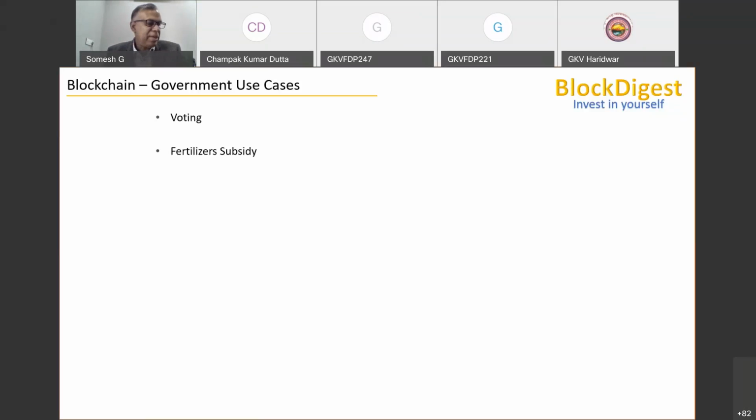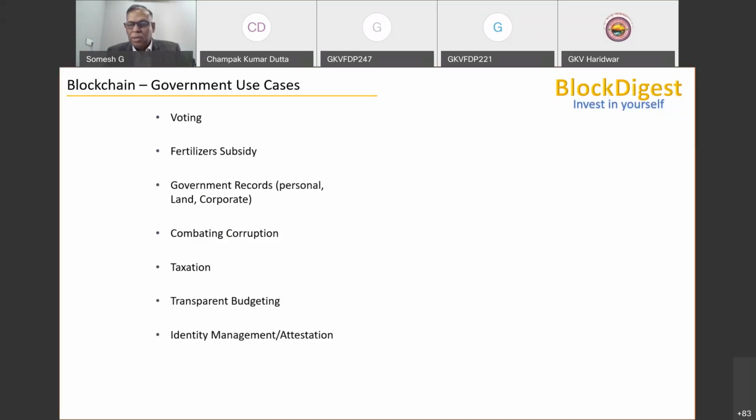Fertilizer subsidy: India has experimented with fertilizer subsidy, and the Niti Aayog report has a great example there. Government records: in Dubai, for example, UAE and Dubai are getting completely on blockchain, and the government of Dubai hopes to implement blockchain-based government record systems for about $2 billion, and their saving estimates are about $20 billion. Vinay Gupta, a well-known expert in the space of blockchain, has laid down the roadmap. Corruption, obviously, can be reduced. Taxation, transparent budgeting, all kinds of identity management and attestation can happen through blockchain. Secure data entry, welfare distribution is happening through blockchain.